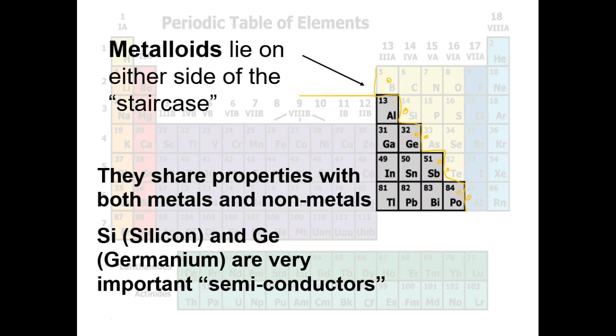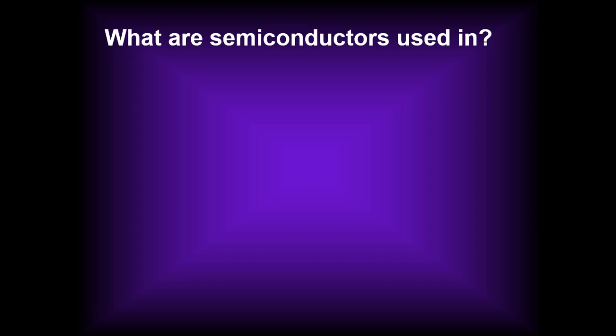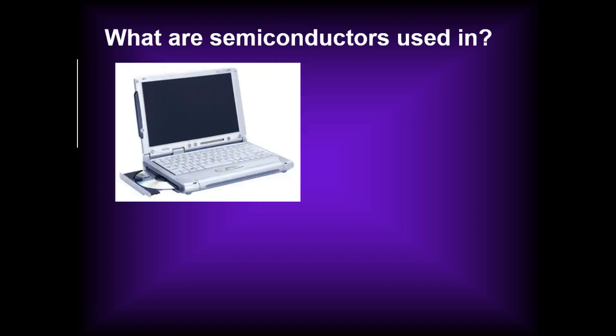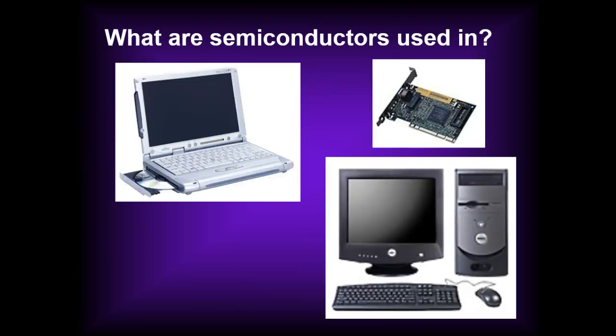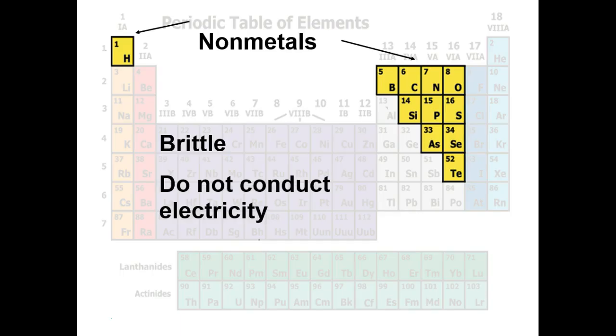They share properties with both metals and nonmetals. Okay, they're also called semiconductors. So you might see this on a test as well. Right here, semiconductors. Sorry, I couldn't find my pen. Okay, so what are they used in? Computers, any kind of electronics, your cell phones. Okay, and we did talk about cell phones.